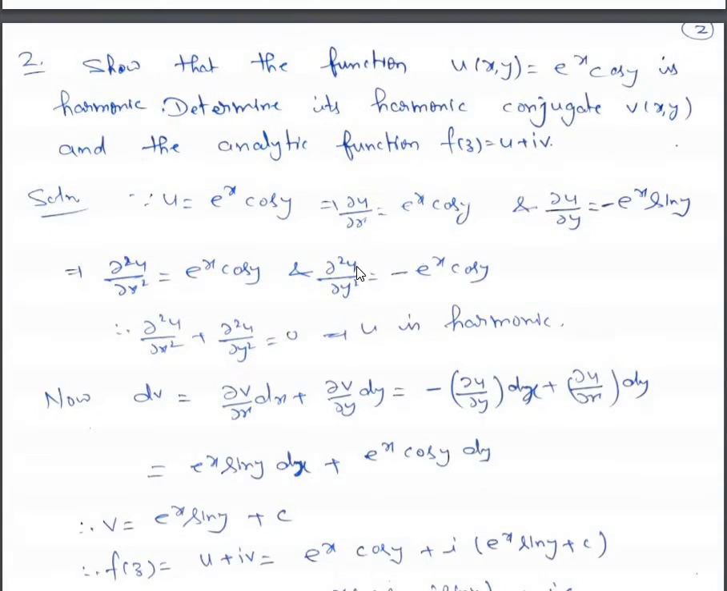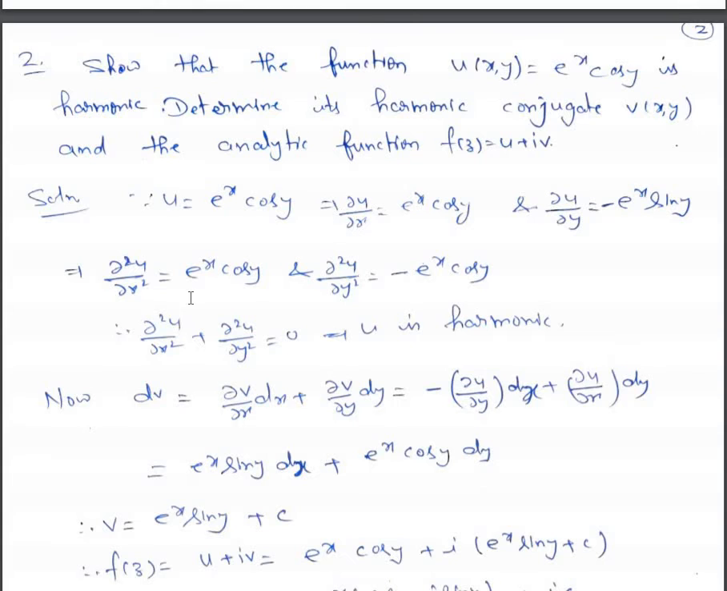Okay, let's take next example. Show that the function u(x,y) = e^x cos y is harmonic. That means we have to show that u satisfies Laplace equation. Let's do the first part. u is e^x cos y, so ∂u/∂x is e^x cos y, and ∂u/∂y is −e^x sin y.